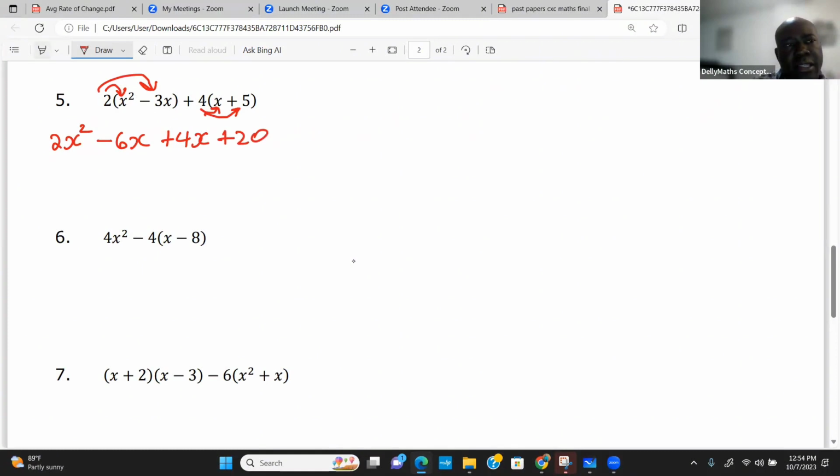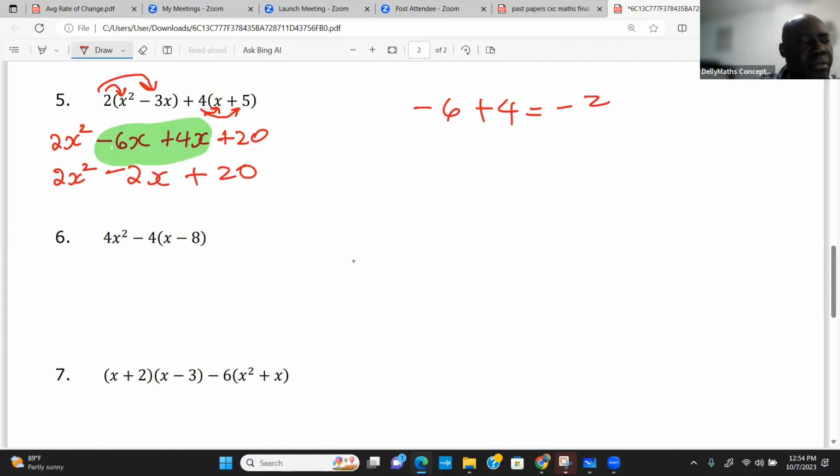At this moment, the only things I have alike are right here. So it simply means that I'm going to be writing my 2x squared, but I could simplify this. So negative 6 plus 4 will give me negative 2. So I'm going to have negative 2x, and then I'm going to put back my plus 20 right there.